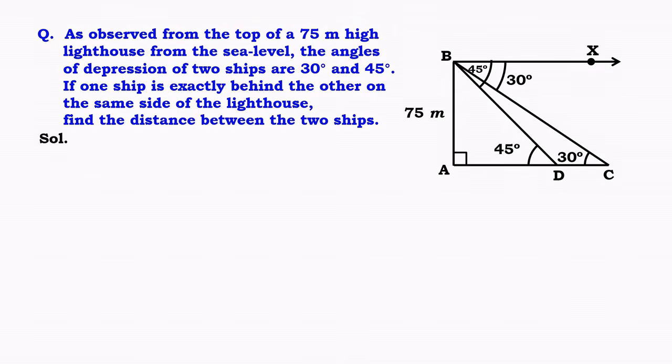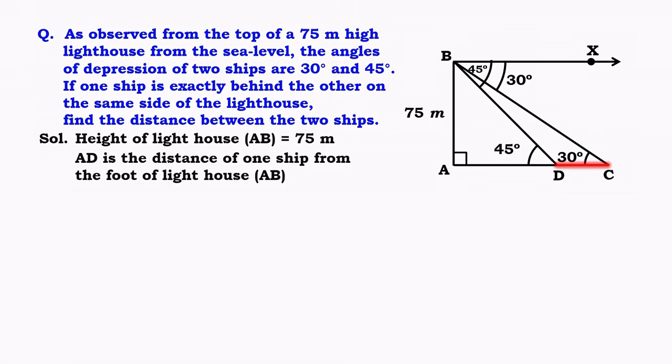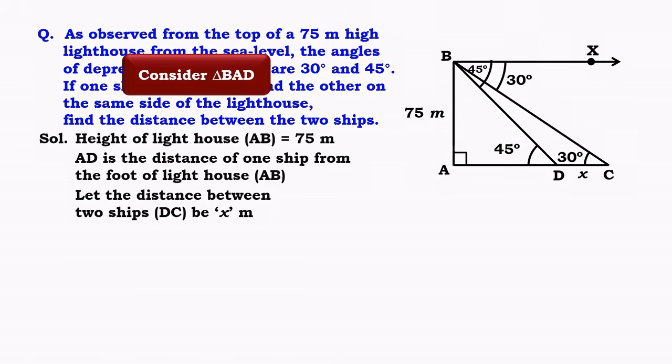Now, let us consider triangle BAD. We know that the height of the lighthouse, AB, is 75 meters. AD represents the distance of the nearer ship from the foot of the lighthouse. Let the distance between the two ships, DC, be x meters.